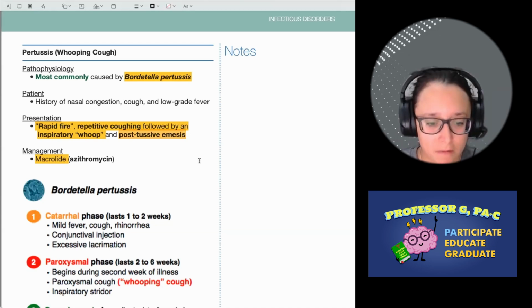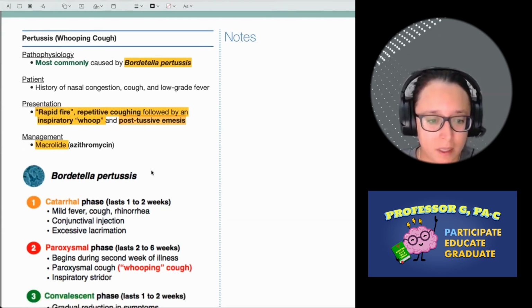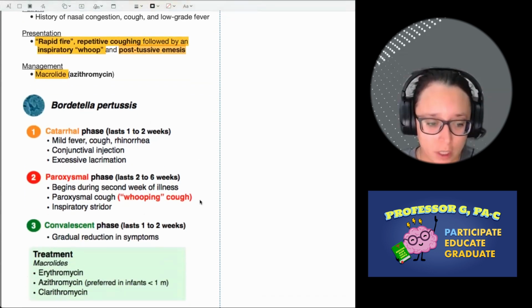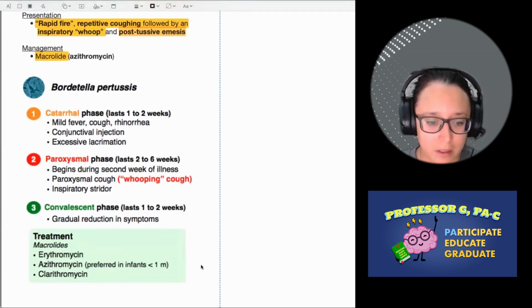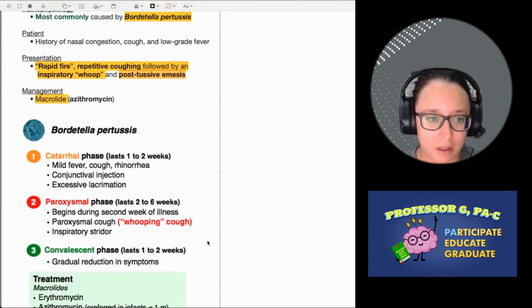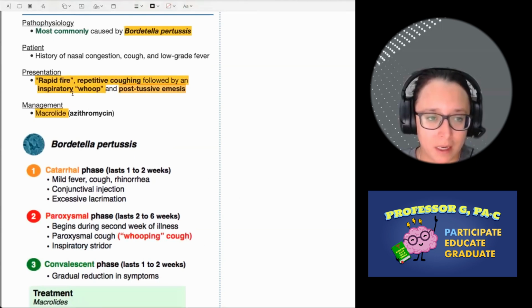If you catch it within the first 2 weeks of the illness, this paroxysms, you're supposed to treat it, and we treat with macrolides. I usually use azithromycin. I feel like it works the easiest, the best, but be able to recognize it in a vignette as the rapid fire coughing fits, and then treatment is a macrolide.